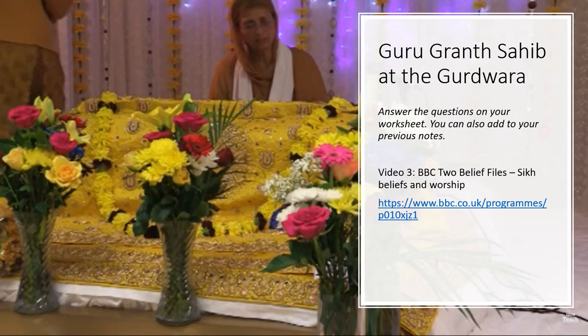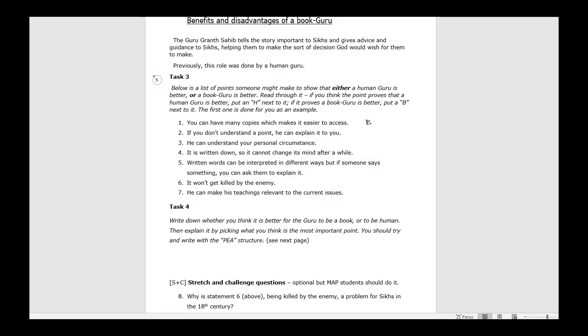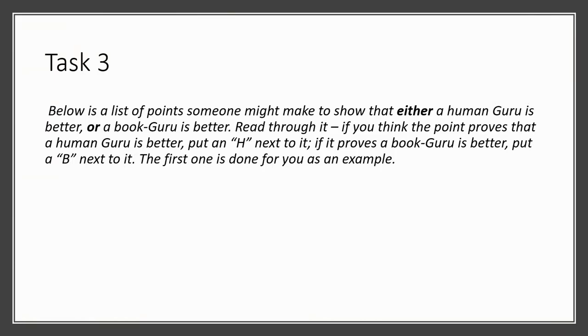With page 4 of your worksheet complete, we move on to page 5, which looks a little bit like this. On page 5 of the worksheets, you have task 3, which lists points that someone can make to show that either a human guru is better or a book guru is better. If you imagined that you've been asked a question, who would I rather be the leader of my religion? Would I rather the leader of my religion be a book or a human person?